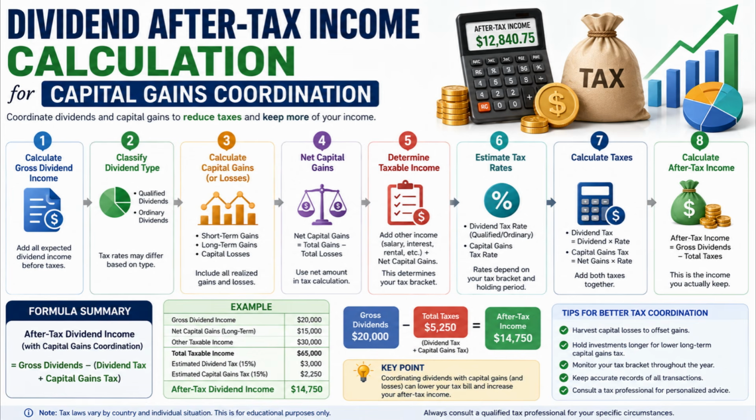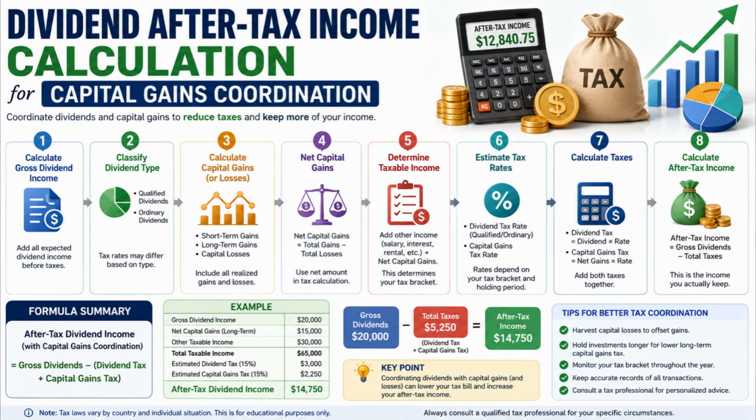In addition, determine total taxable income. This means adding salary, business income, interest, rental income, retirement withdrawals, dividend income, and net capital gains together. This step is important because total taxable income often determines which tax bracket applies and what rate may be used for dividends and capital gains.